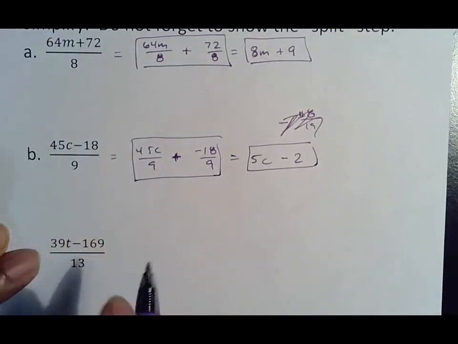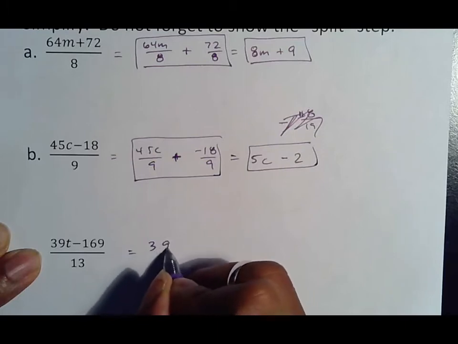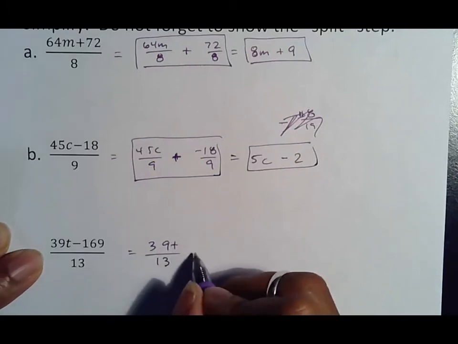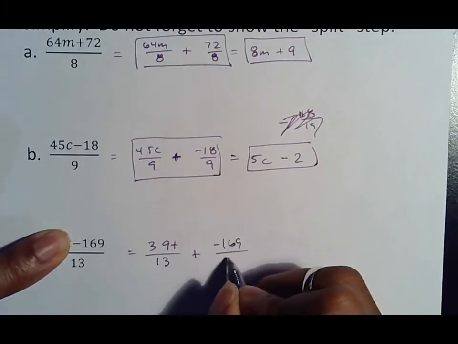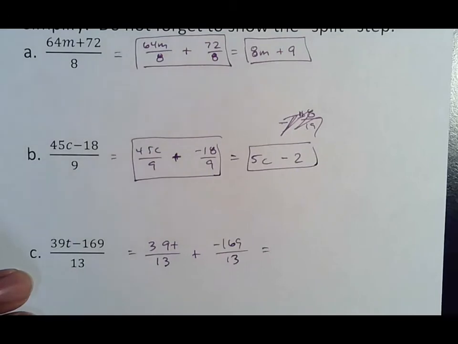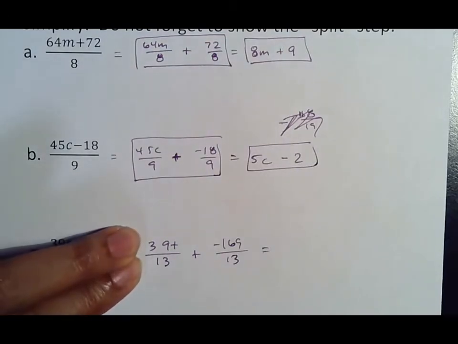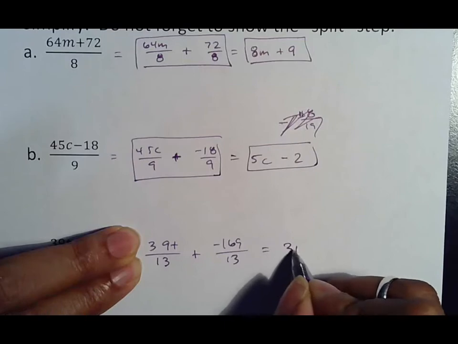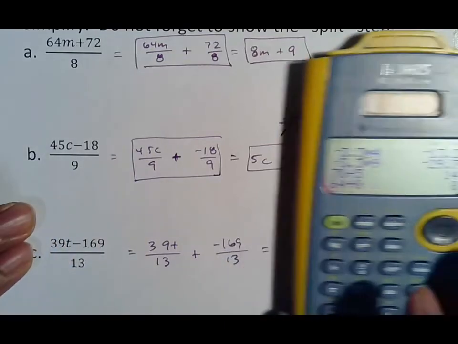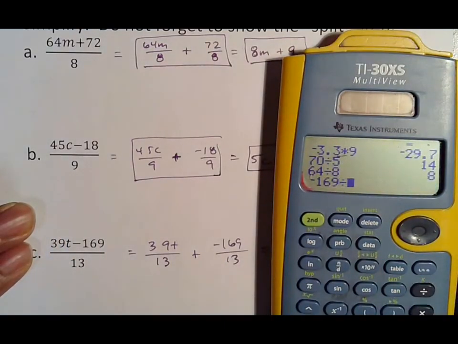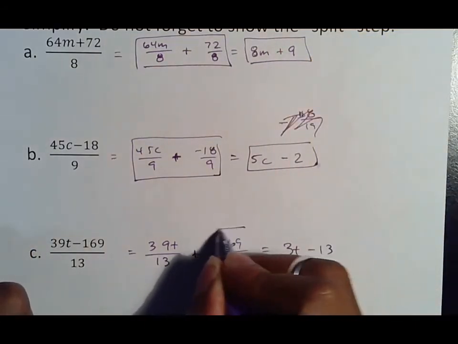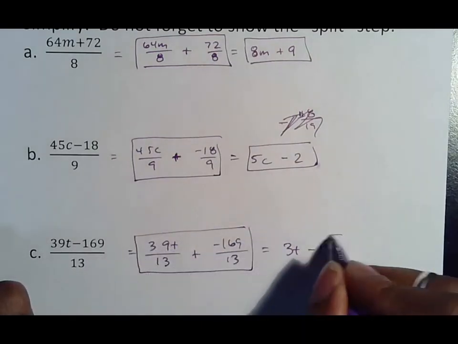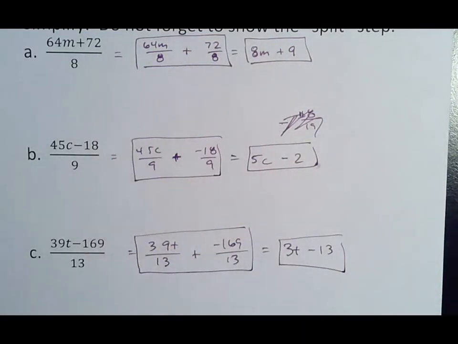Same thing here. Split it first. 39t over 13. Again, always use a plus. And then the other number, negative 169 over 13. Now all you have to do is divide. 39 divided by 13, I think 3 of those go in there. But I don't know what that is, so I'll just do that in my calculator. Negative 169 divided by 13 is negative 13, so minus 13. Again, this has to be shown for your work on homework, and that is the final answer that you're going to leave in there. I do not think this is tough.